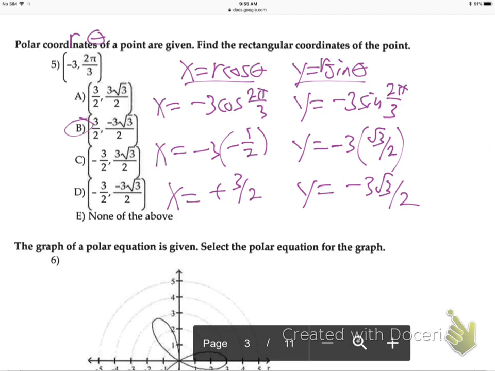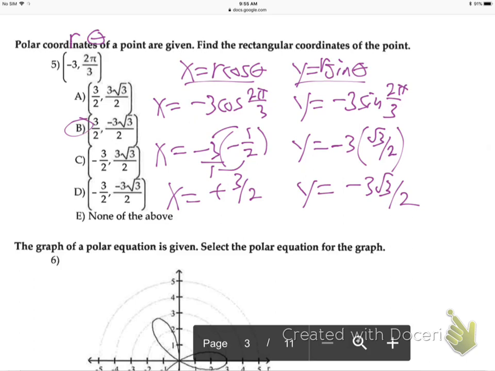How did you get 3 over 2 when you did the negative 3 times? It's over 1. So top times top, bottom times bottom. I see. Good. Yeah, any whole number over 1 goes to the top. Good question. Other questions? That okay?